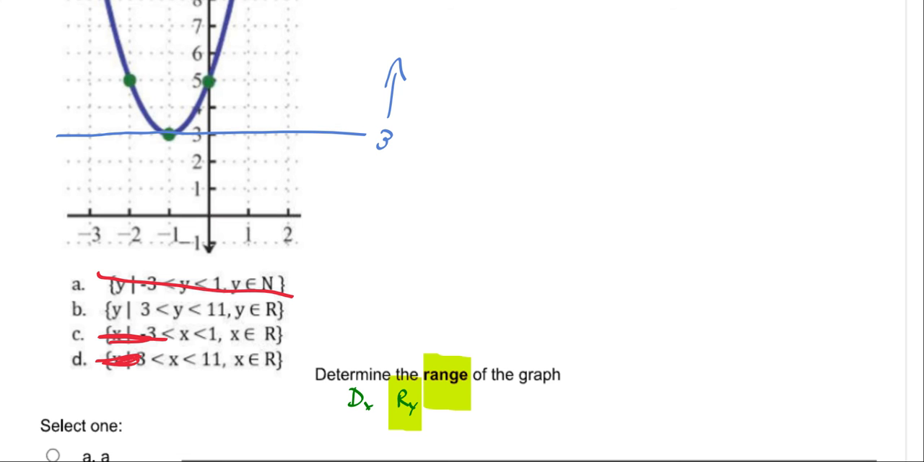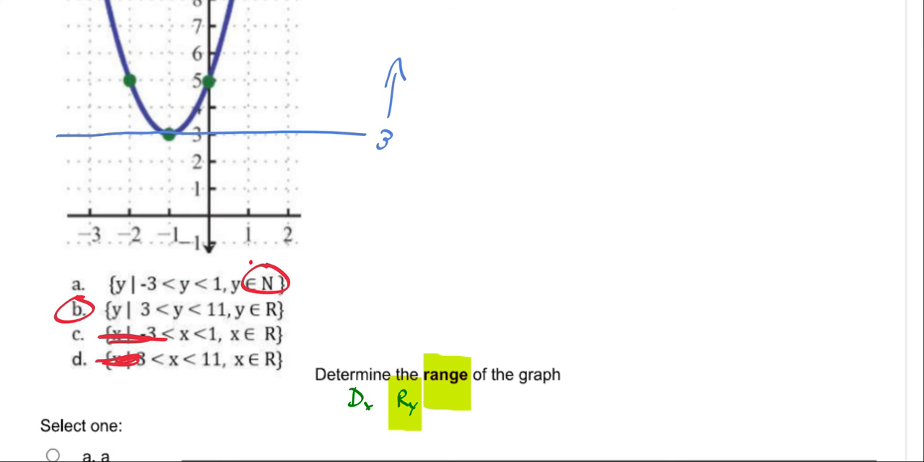B has to work. Hope it's B. It says between 3 and 11. So Y values can be greater than 3, or the Y values can be less than 11. And that looks like it's true. It's at least the closest to true. So the permissible Y values here are between 3 and 11, and they're all real numbers.